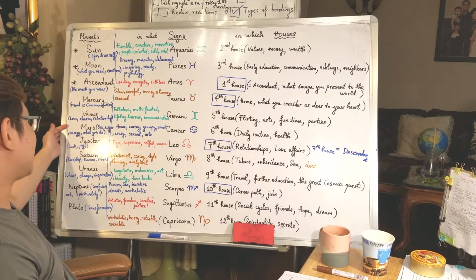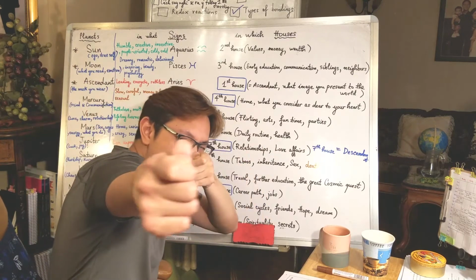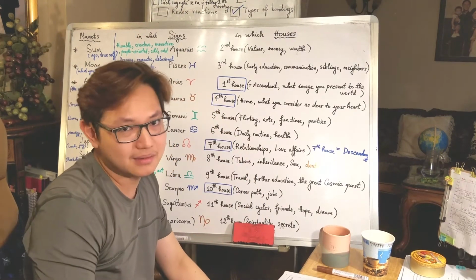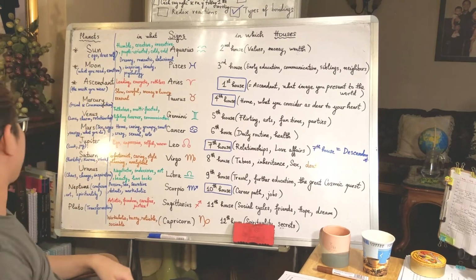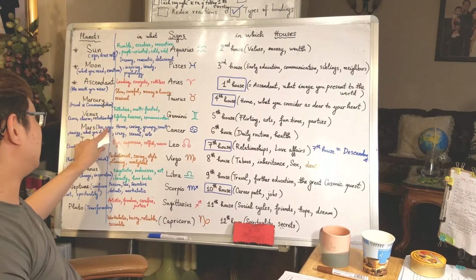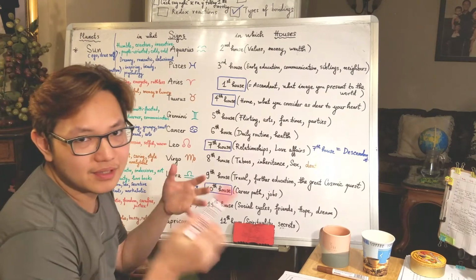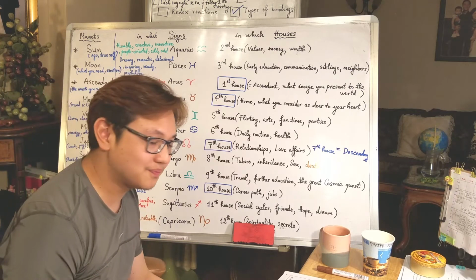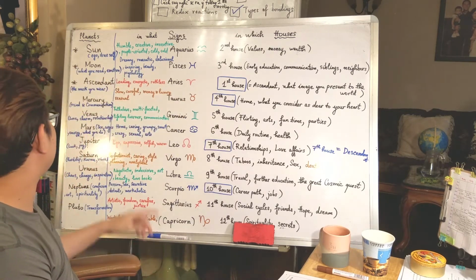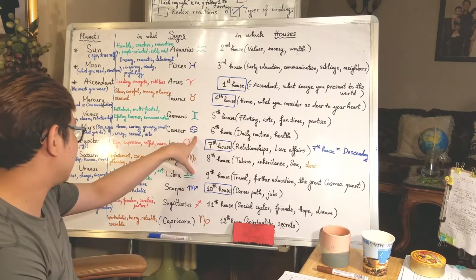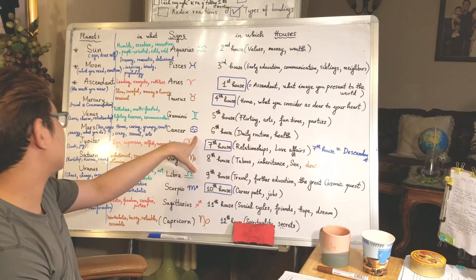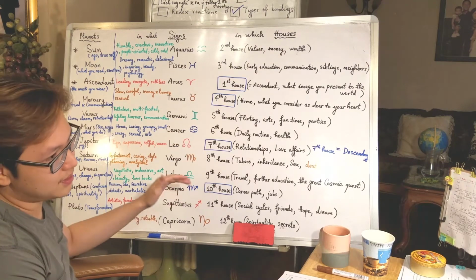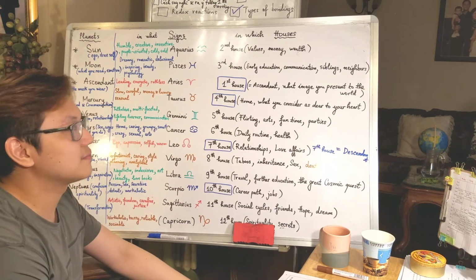Okay, how about Mars? Mars is basically the planet of male masculinity. So it's about sex, urges, what drives him or her to do what you do, and energy level. So in this case, it lies in a water sign of Cancer. So I would say that this person doesn't have that much energy, because water just runs very slowly.